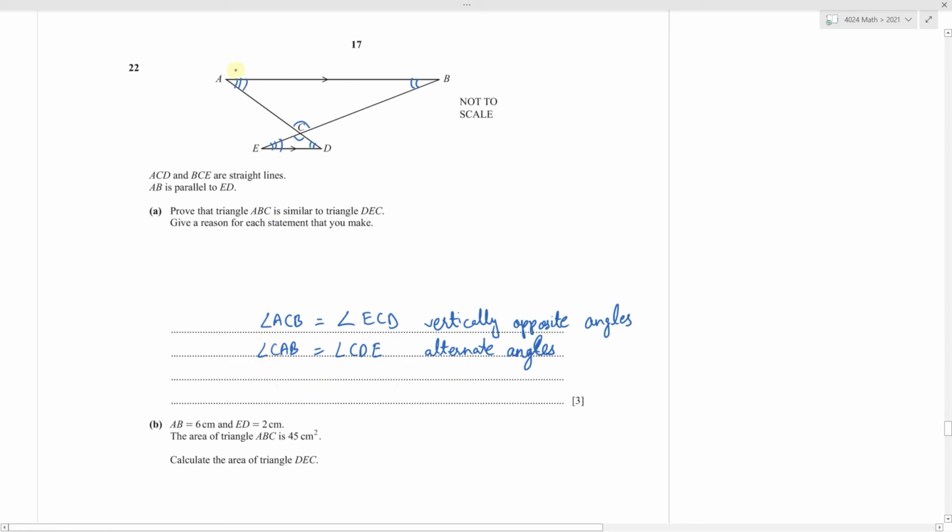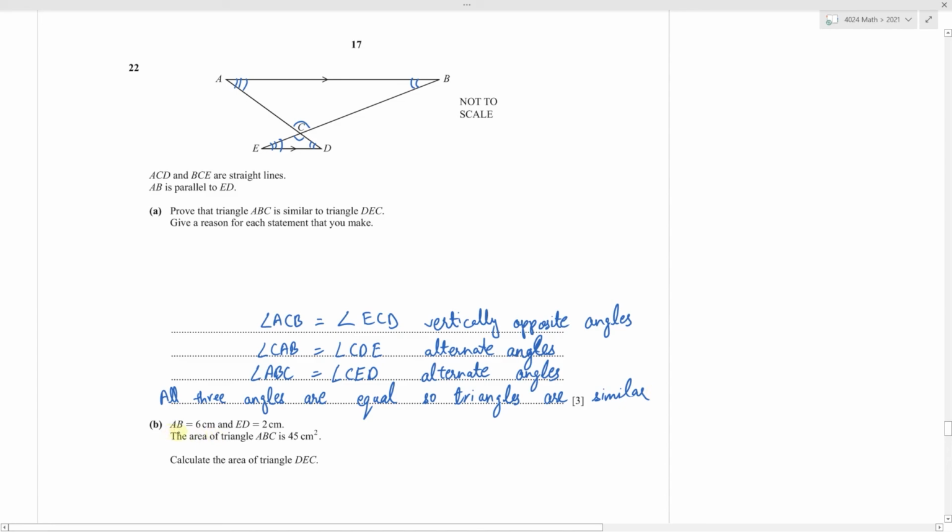And then similarly, angle ABC will equal angle CED, because they are also alternate angles. So all three angles are equal. So the triangles are similar.